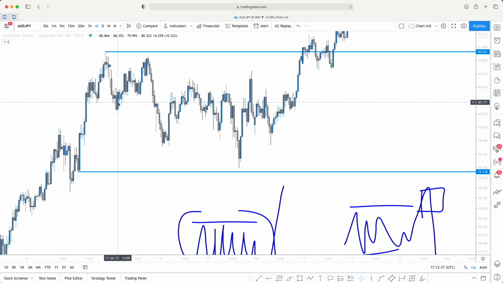So next time you find your setup, just ask yourself, how can it go wrong? Where can it go wrong? And what would make the setup incorrect? And if you can't find anything, then go ahead with the setup.